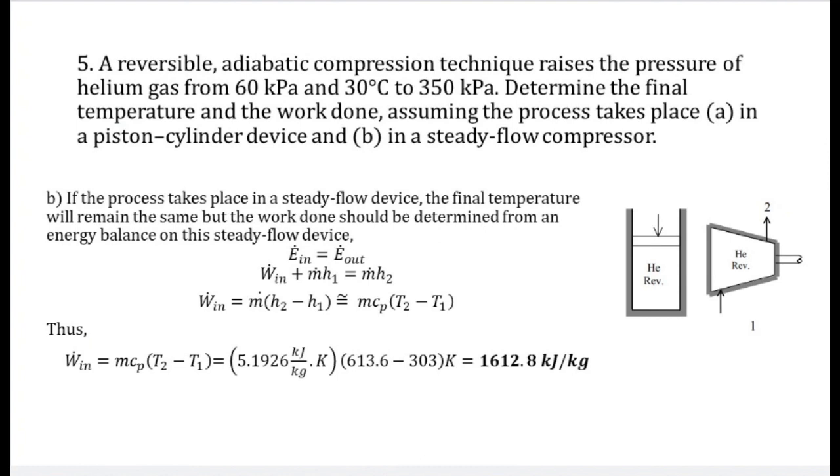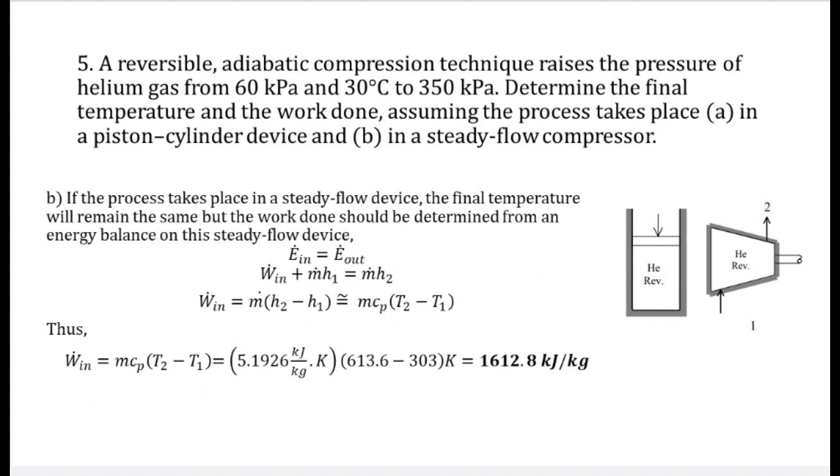In letter B, if the process takes place in a steady flow device, the final temperature will remain the same, but the work done should be determined from an energy balance on the steady flow device. So the rate of energy in is equal to the rate of energy out: the rate of work in plus the mass flow rate times the enthalpy equals the change in enthalpy, and this is equivalent to this equation.